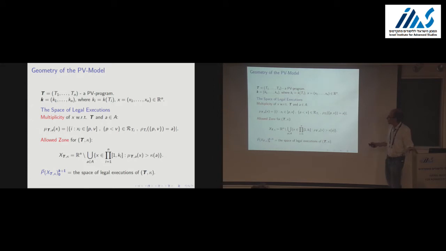Okay, once we have the notion of multiplicity, we can define the allowed zone. The allowed zone for this PV program is Rn minus all points for which the multiplicity at some resource is bigger than the capacity. And so, using the notation of the previous slide, the path space from 0 to k plus 1 is just the space of legal executions of the program, and this is our object of interest. So we are interested in this topological space.